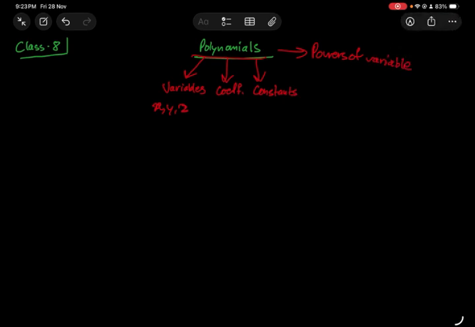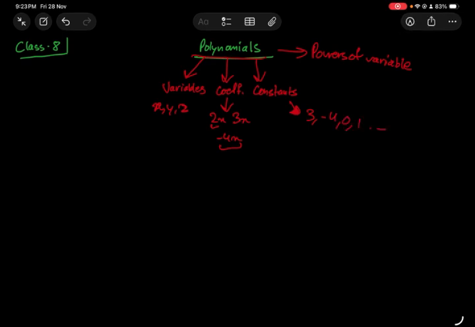So coefficients can include the 2 in 2x, the 3 in 3x, or the minus 4 in minus 4x. Now constants are often written at the end of a polynomial. They include a 3, minus 4, 0, 1, etc.